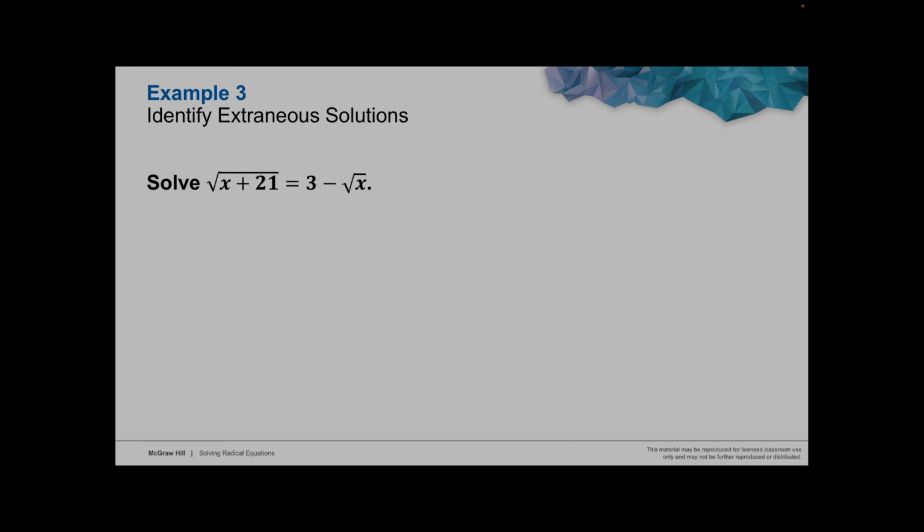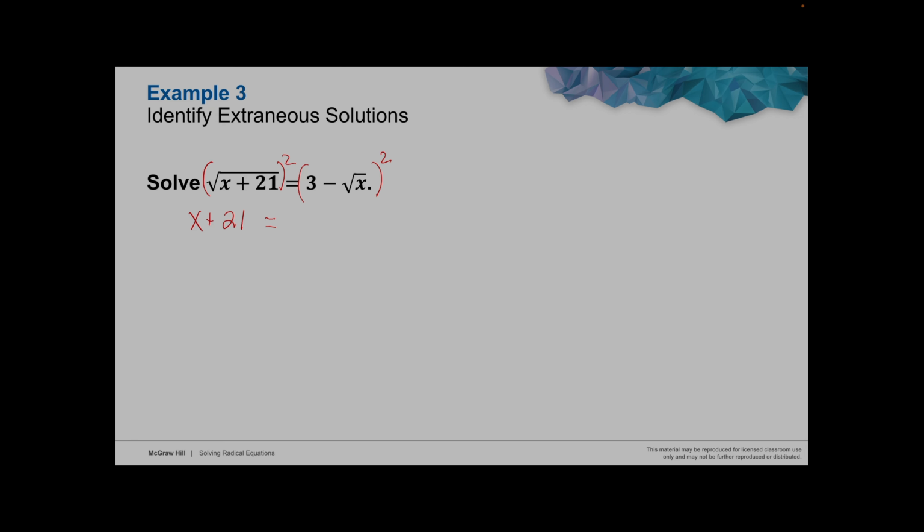So we're going to square, and we're going to square. What's the left-hand side? Just x plus 21. Right-hand side's not quite that easy. And this is why we did that one. This is why we did the warm-up.